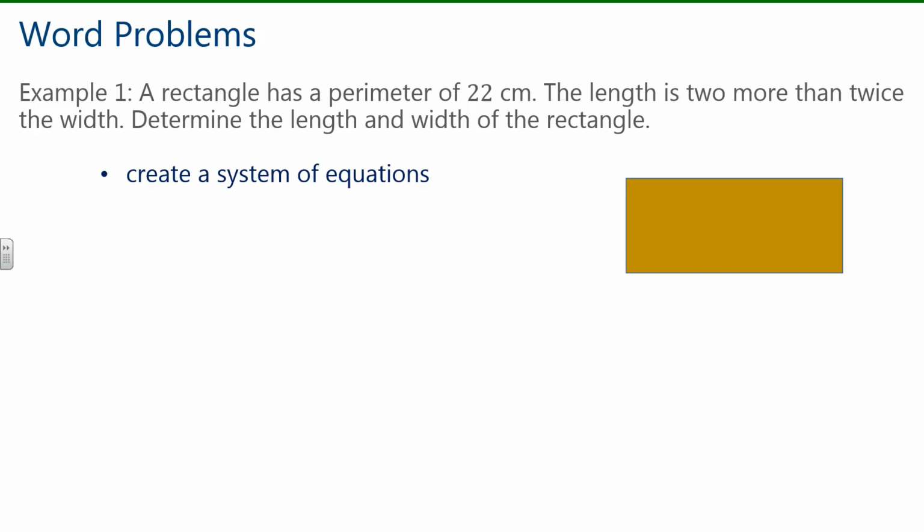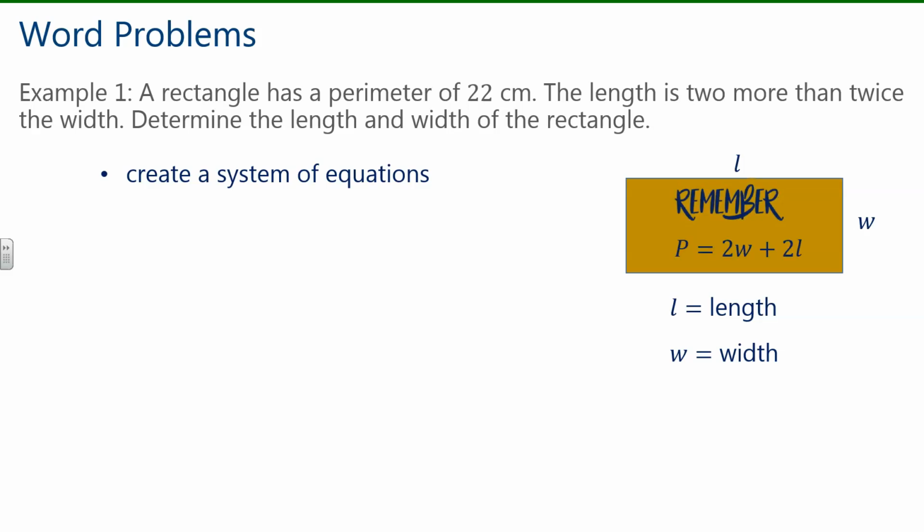And when we create systems of equations, we always identify some variables to use. So here we can have L and W, which should of course represent the length and width. Now to create our equations, I note that the rectangle has a perimeter of 22 centimeters. So we need to remember the formula for perimeter of a rectangle.